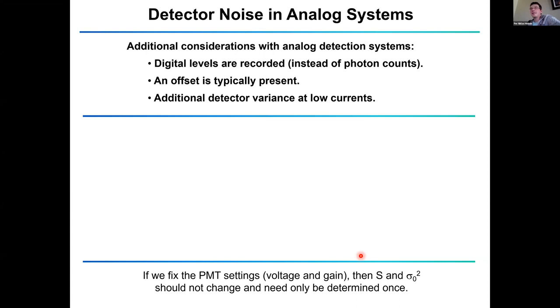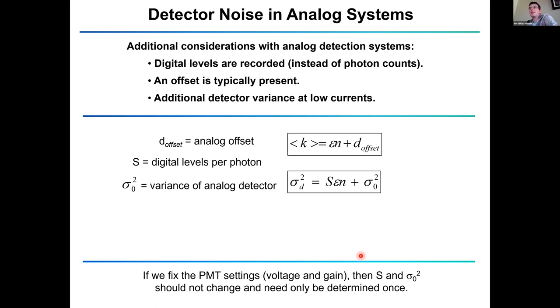Then in analog systems, you typically have an offset. So even if you have no signal, nothing on your microscope, you will get some counts, which is the offset. And then the third parameter you have to consider is that you have additional detector variance, which is due to the noise of the analog system. So to summarize, you have those 3 parameters: analog offset, conversion factor, digital levels to photons, and then the additional variance of the analog detector.